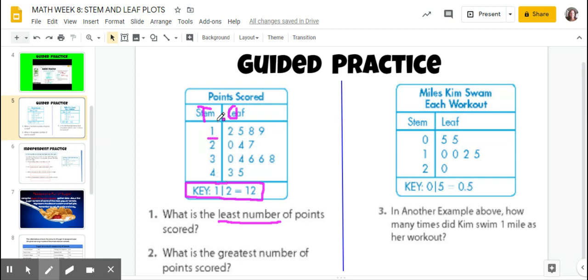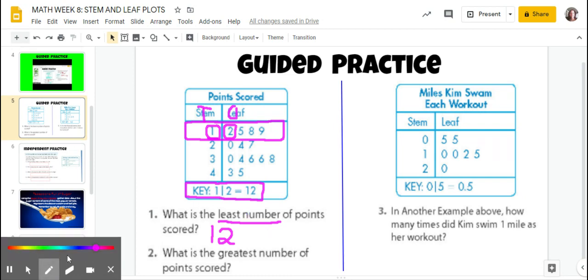Once we identified the least stem, we know that we're only going to focus on these digits that are in a straight line with the 1 as a stem. Now we're going to look for the least leaf. Well, they're also listed in order from least to greatest, so the least would be 2. Since we have a 1 as our stem and a 2 as our leaf, the least number of points scored is 12.